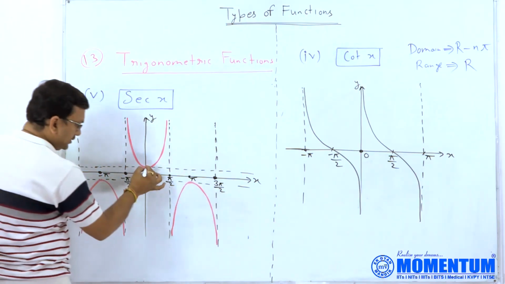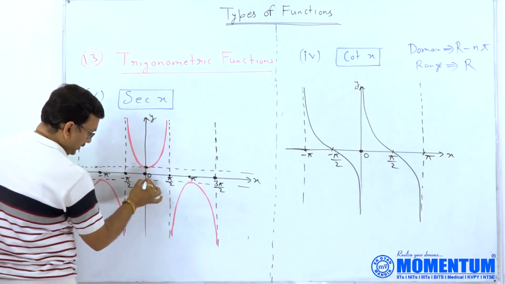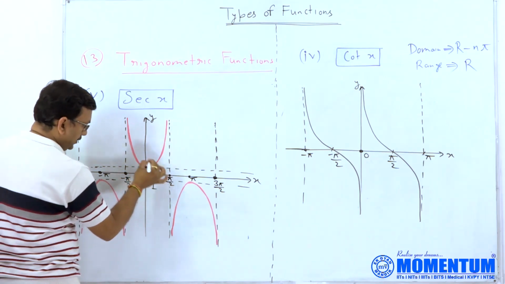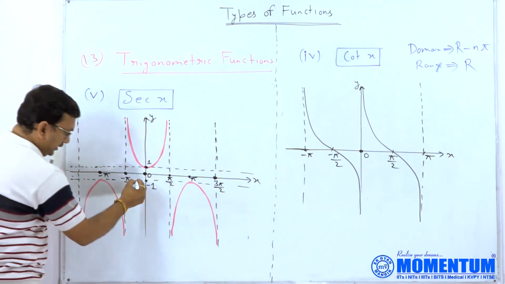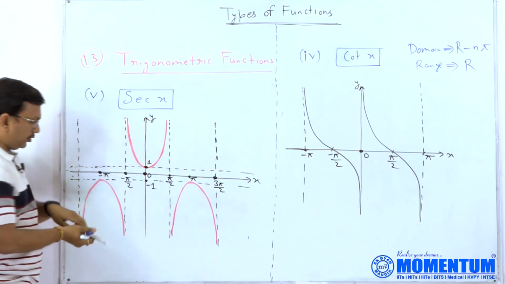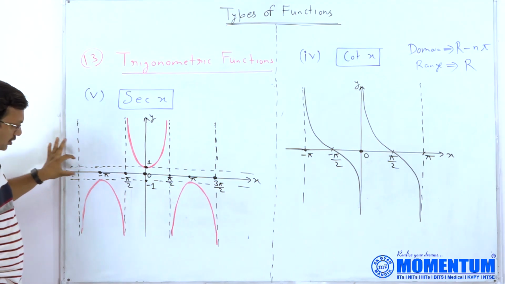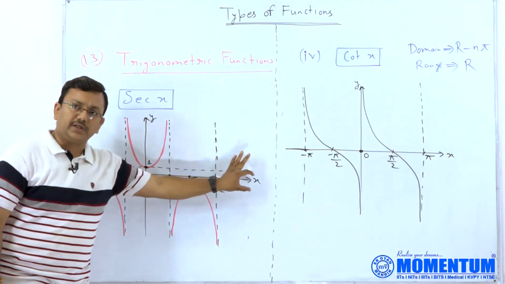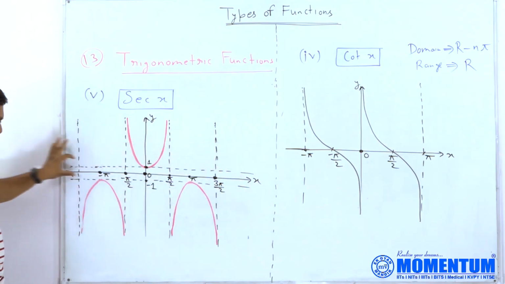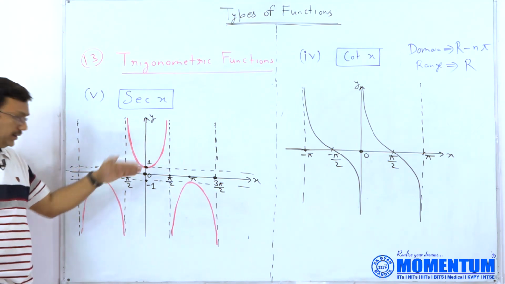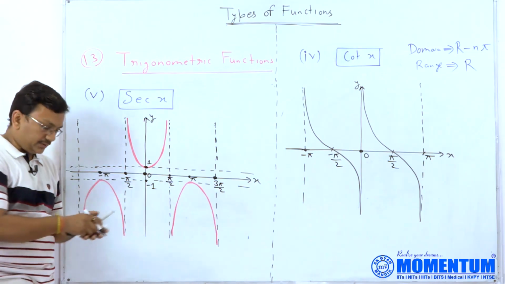On the y-axis, clearly the graph is either below this dotted line or above this dotted line. In other words, there is no graph between these two horizontal dotted lines. The graph on the y-axis is either above 1 or below -1.